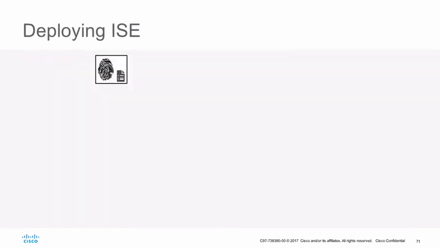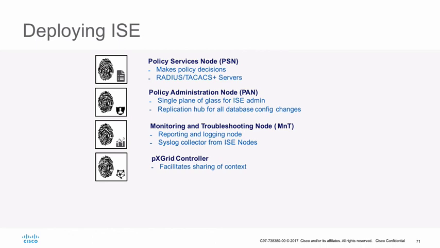I want to quickly talk about deploying ICE and the personas, and it's kind of important to understand. We've got 4 personas. It's a policy service node, which is basically the workhorse of the deployment. It's the Radius server, essentially. Our policy admin node, which is our single pane of glass and does all the administrative work for the deployment. Our M&T node is where all the reporting and logging takes place, as well as the PX-Grid controller.